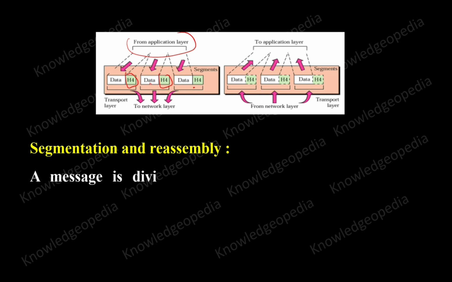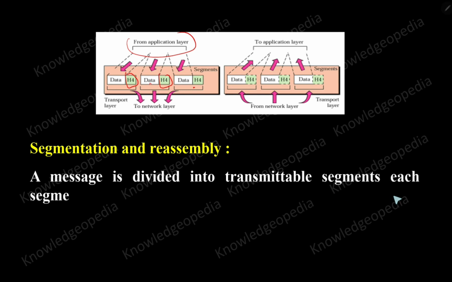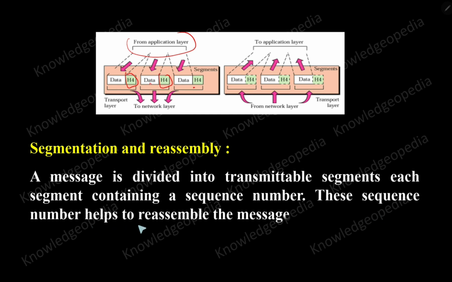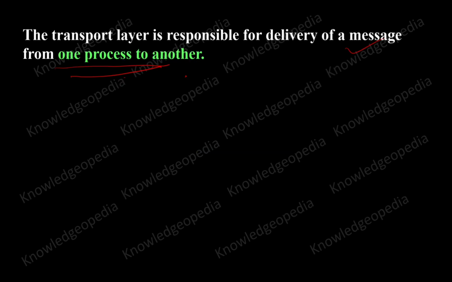At the transmitter side, a message is divided into transmittable segments. Each segment contains a sequence number, as we discussed. This sequence number helps to reassemble the message at the receiver. So these 3 packets are received at the receiver end. Using the sequence number, those packets will be reassembled at the receiver. The transport layer is responsible for delivery of messages from one process to another.